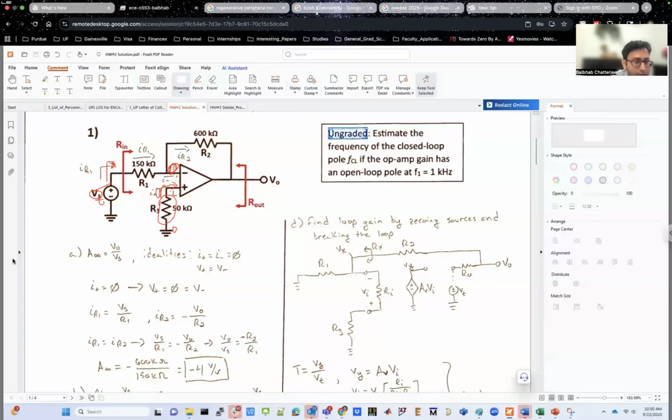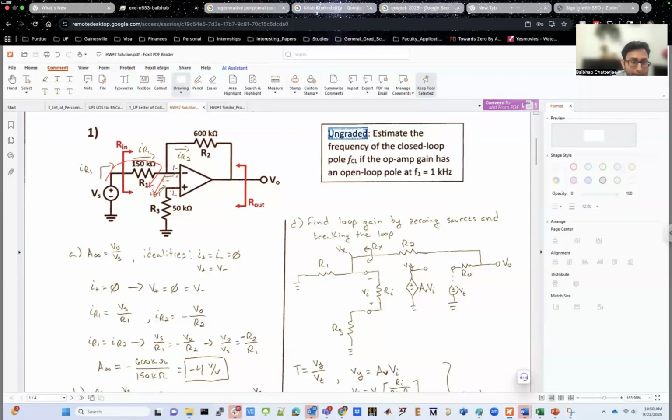So if there is an actual ground, let me just clear this for a moment. If there is an actual ground over here, the current coming out of this test voltage source in the input side, that current will go through the 150 kilo ohm resistor and actually go to the virtual ground, right? That does not happen because this is not an actual ground, this is a virtual ground.